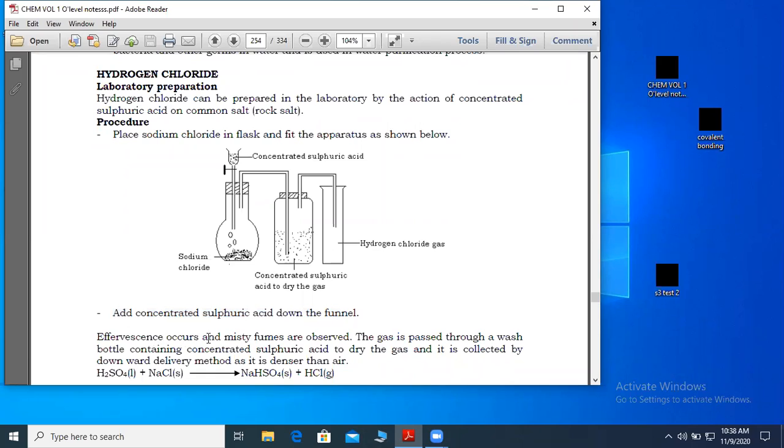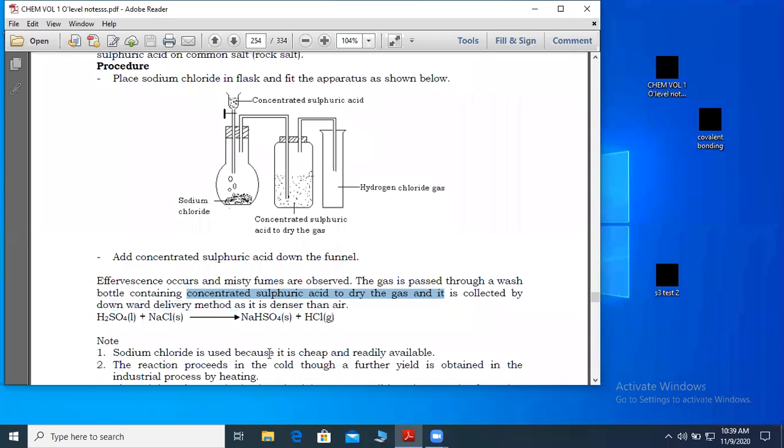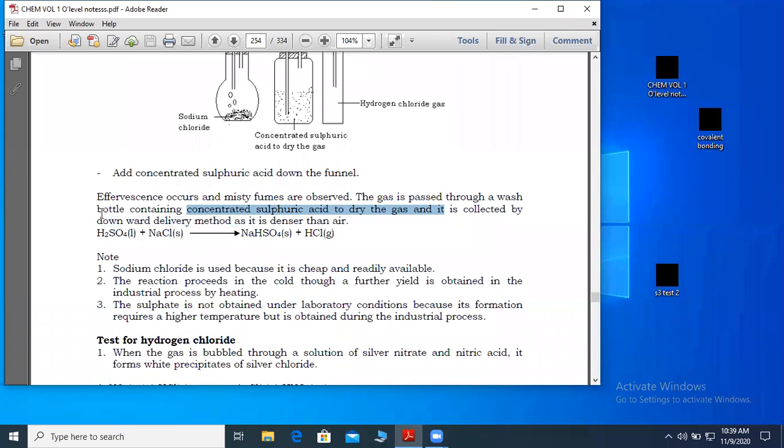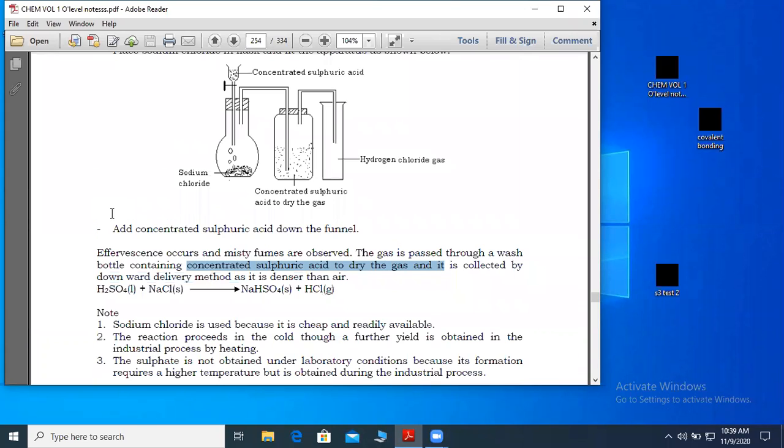So effervescence occurs and misty fumes are observed. The misty fumes, you have said, are hydrogen chloride. The gas is passed through a wash bottle containing concentrated sulfuric acid to dry the gas, and it is collected by downward delivery since it is denser than air. Then finally, you must write the equation. Now listen to me very well.